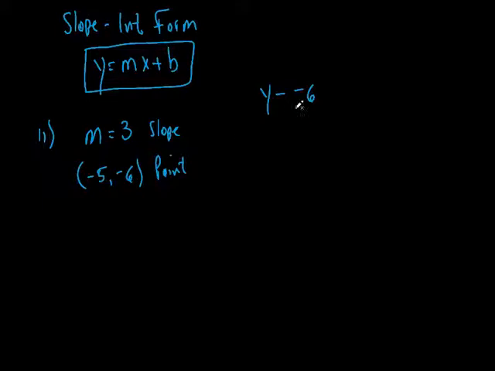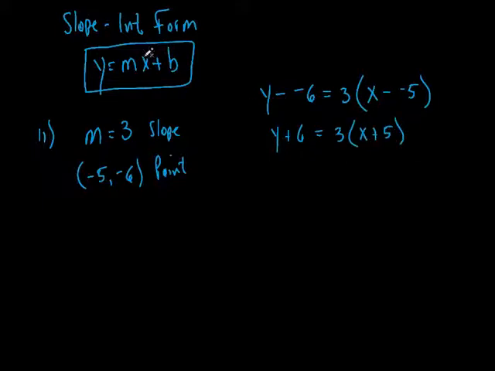-6, because that's our y, equals m, which is 3, times x minus -5, right? And watch, I think the math on this is just a little bit easier. It's not a whole lot easier, just a little bit. So let's see what we get. This is y plus 6 equals 3 times x plus 5.